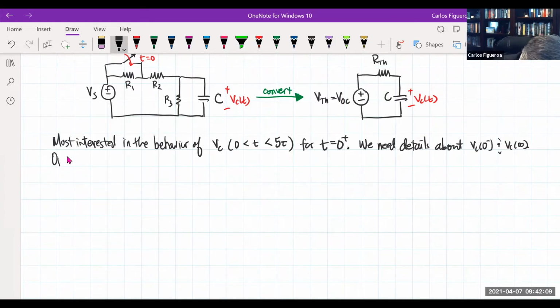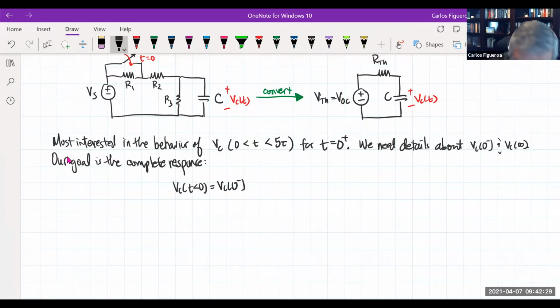So our goal here is the complete response. And what I mean by the complete response is that somehow I know what VC is for t less than 0, and that's what we find at 0 minus. Then what we're going to get here is a transient state between 0 and 5 tau. So this is, of course, the initial steady state.